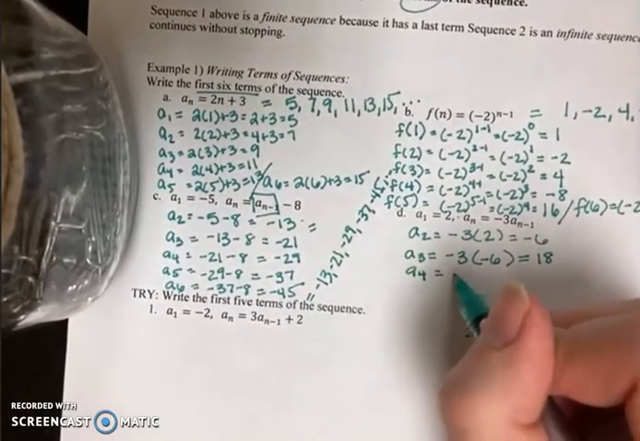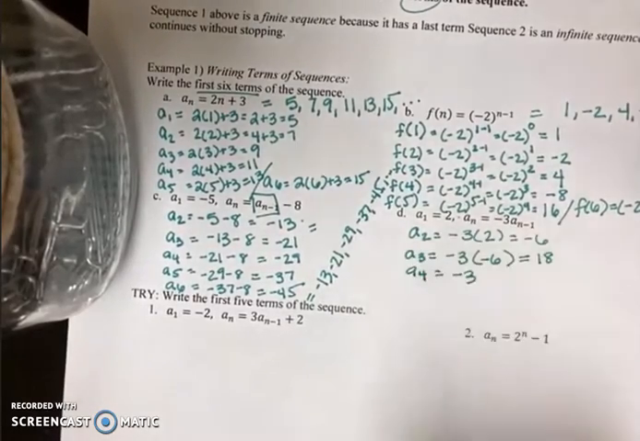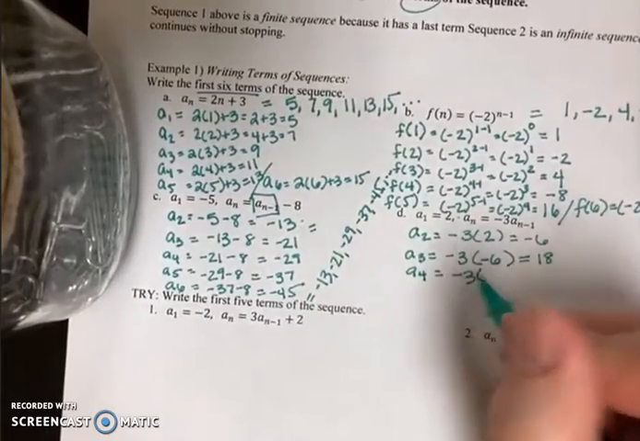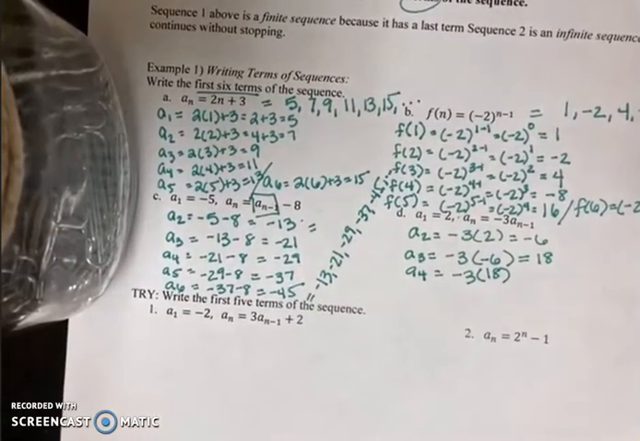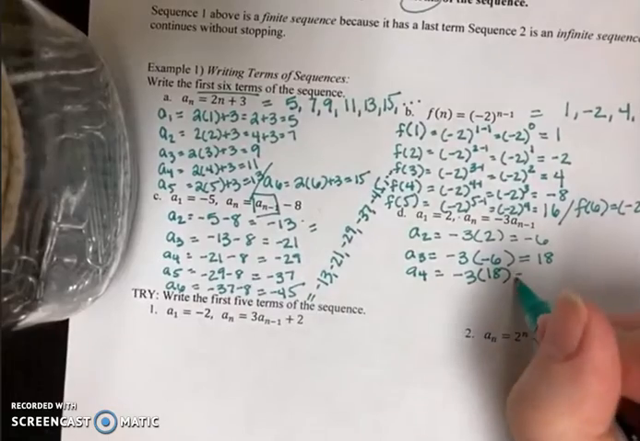A sub 4 is going to be negative 3 times the previous term. So times that a sub 3, which was 18. And that would give me negative 54.